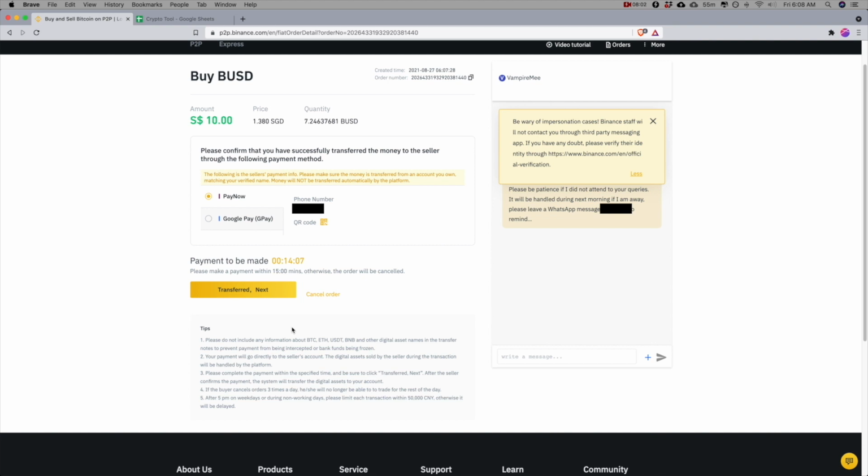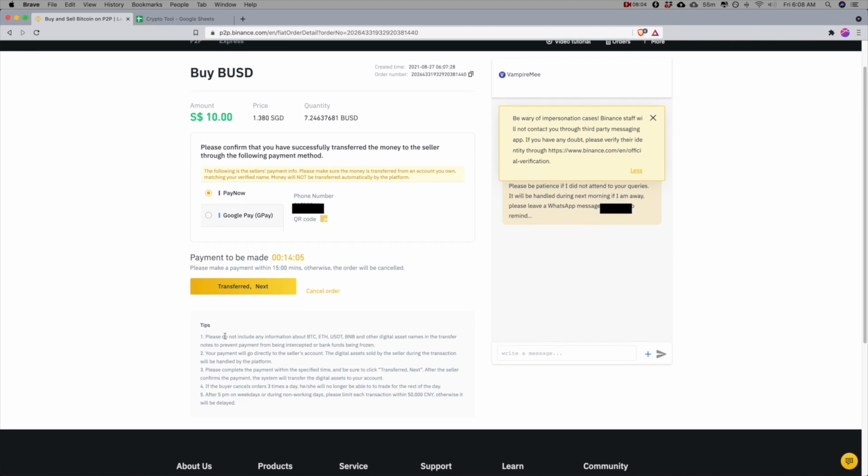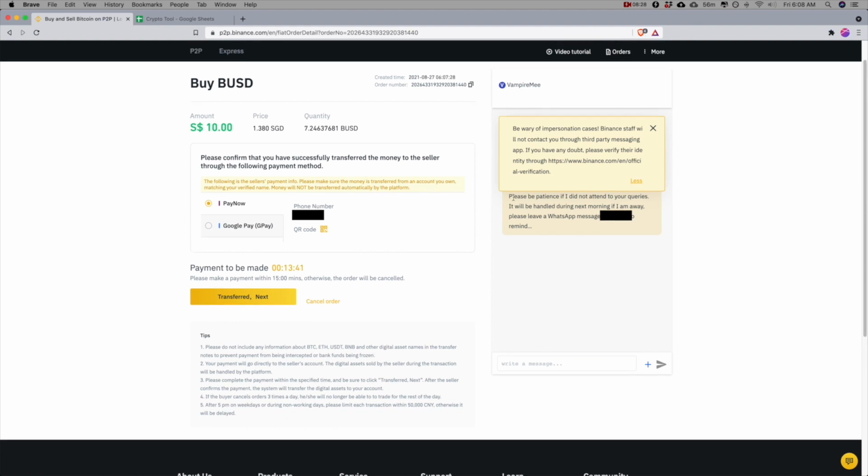Okay, so important to check the tips here. The seller says, please do not write BTC, ETH, USDT, BNB, or anything else in the notes for payment. It's also good to read the notes here. As this person has said, please be patient if I don't attend to your inquiry. It's actually 6 o'clock in the morning now, probably not the best time to make such a transaction. And different people have different kinds of instructions about what information they need from you to execute a successful transaction.